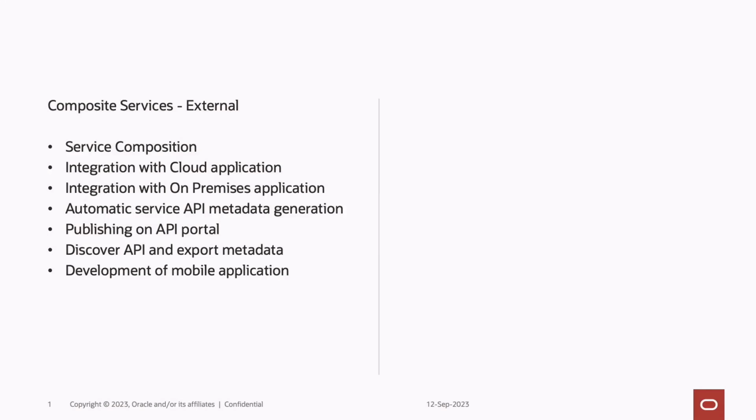Hello. In the demonstration, we will show a composite service that can be consumed from outside the organization. We will develop an integration in the form of a composite service connected to a cloud application and an on-premise application. The integration will have its metadata published in an API portal. The developer of an external organization will log into the API portal and discover the integration composite service. This service will be used as a data source for a mobile application.